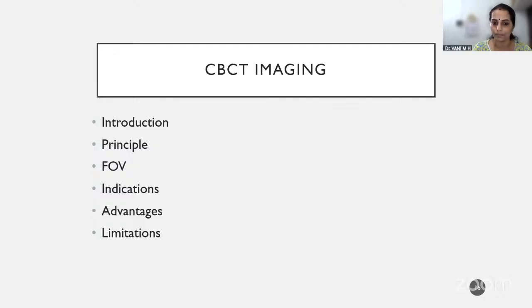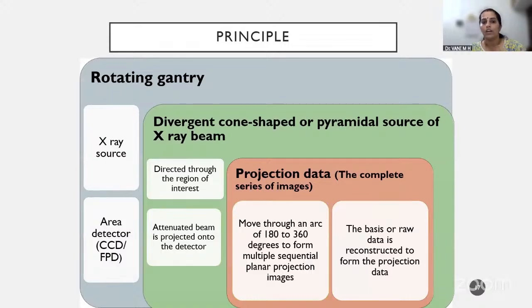Okay. So the principle, very simply, just understand there is a rotating gantry with an X-ray source on one end, and an area detector in CBCT. When it comes to CT, it is a linear or line detector. That is the basic difference between CT and CBCT. So when I'm discussing this, I'll just add a few points on CT also, because comparing and learning both is quite easy. In CBCT, we are using a cone-shaped beam. In CT, we are using a fan-shaped beam. So that is a highlight.